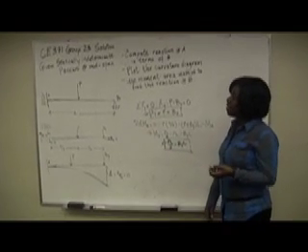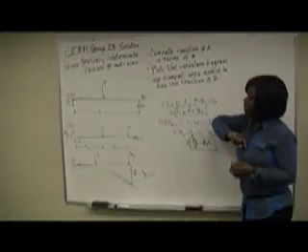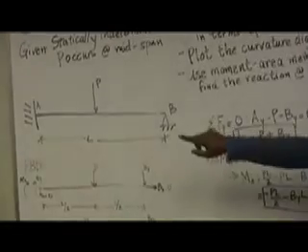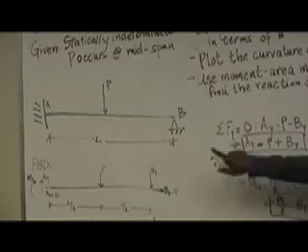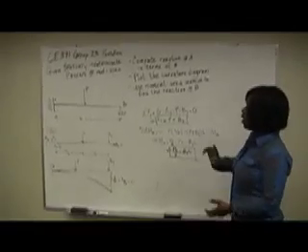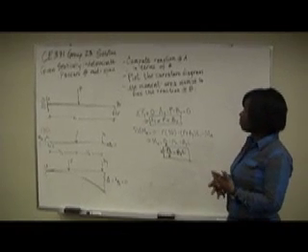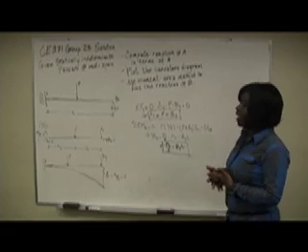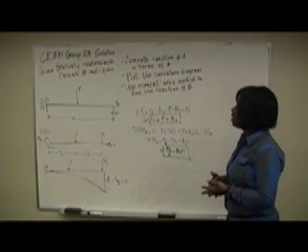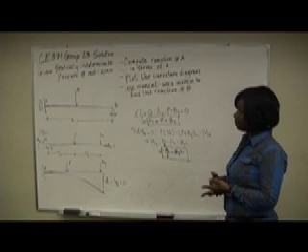So what we have is a beam with a fixed support at A, and going to the right we have a load P midspan, then we have a pin at support B. So what we're asked to do is compute the reaction at A in terms of B, plot the curvature diagram, and finally use the moment area method to find the reaction at B.